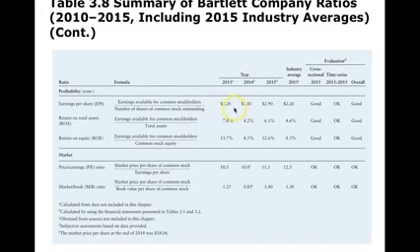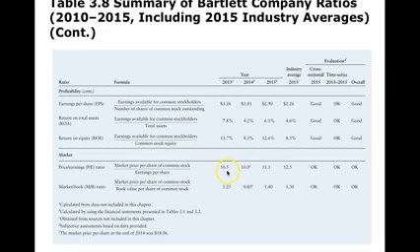If we look at earnings per share, we see that those, like the profits, have gone down and back up, but we're beating the industry. Return on assets has gone down and back up. Again, same story, beating the industry. And return on equity has gone down and back up, but we are beating the industry. So a similar story in all three places there.